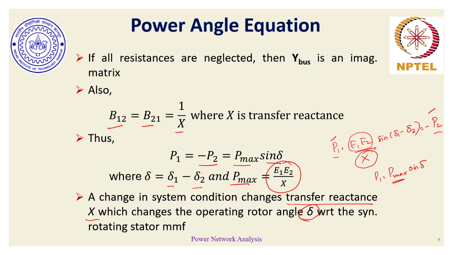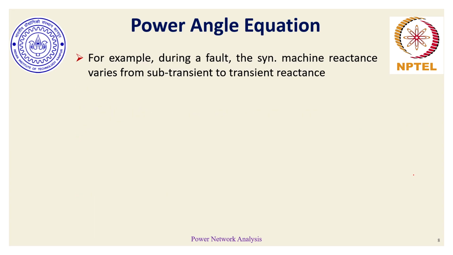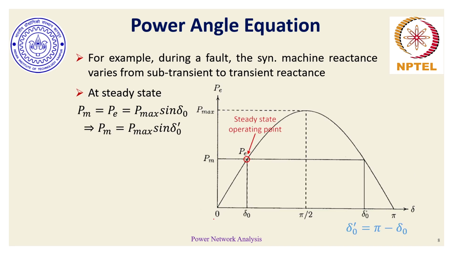And if we plot P and delta for a fixed P max, we would essentially get the first half of the sine curve, where 0 radians and pi radians are marked here. At steady state, since mechanical input is constant, the mechanical input power is equal to the electrical power output. So PM and PE, they match.